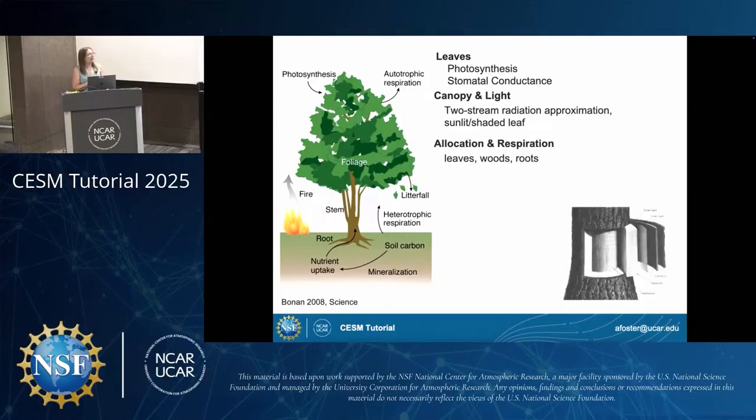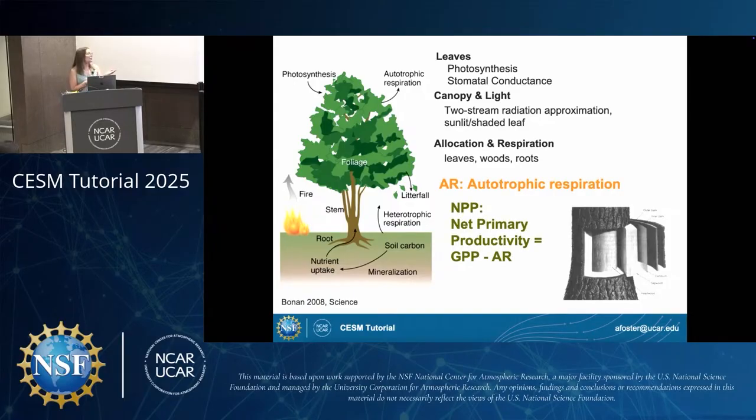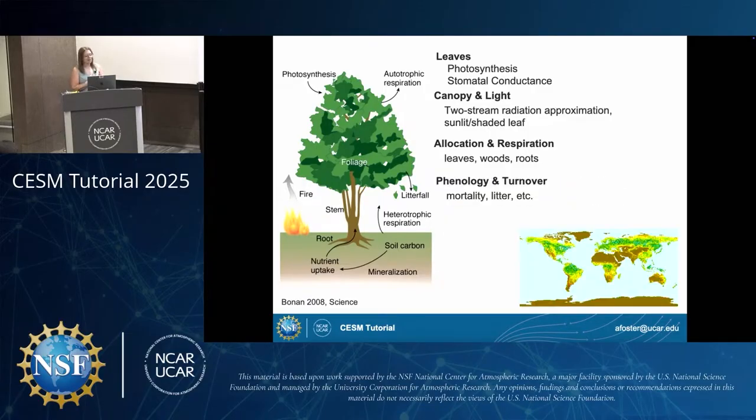Okay, so then we have to allocate that carbon to different tissues, like leaves, wood, and roots, and then respire. The plants also respire, so that gives us autotrophic respiration. And then combined, we can get net primary productivity, which is GPP minus AR. So after that, we need to worry about phenology, like when our trees have leaves, when do they not have leaves, mortality, turnover, and litter.